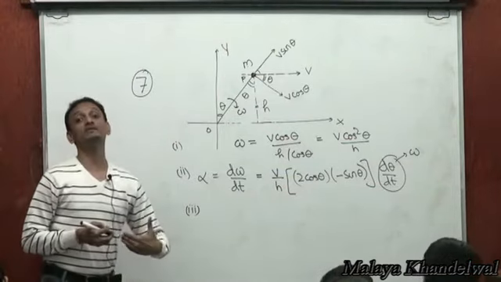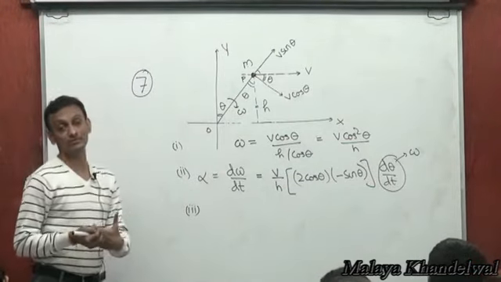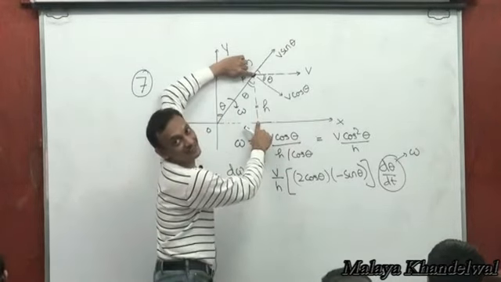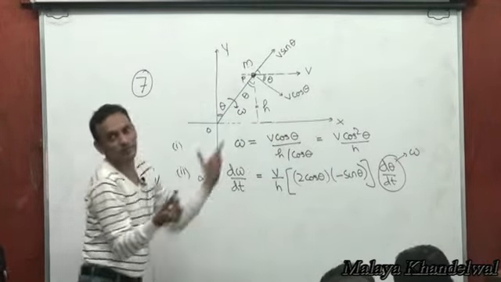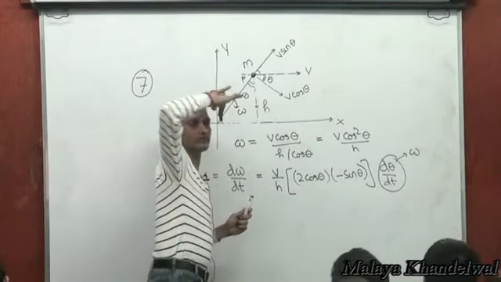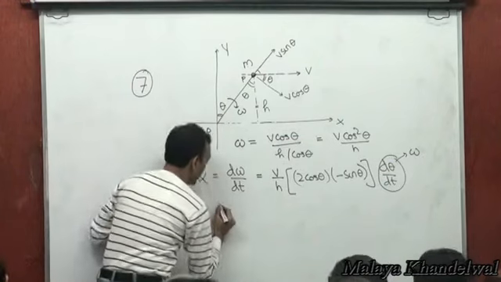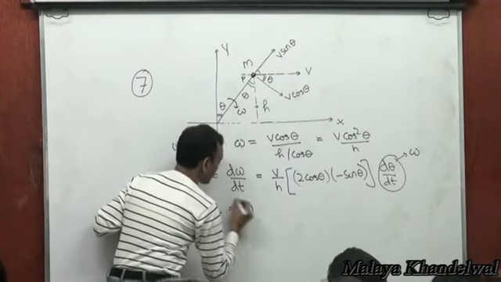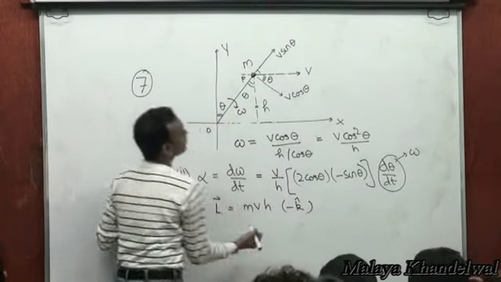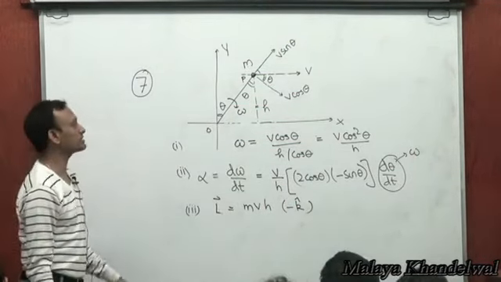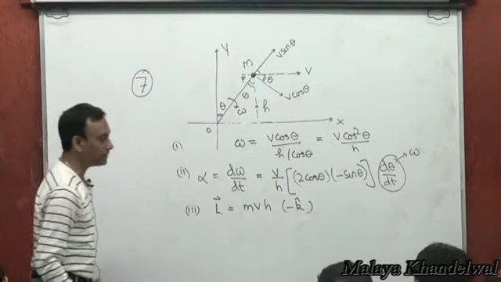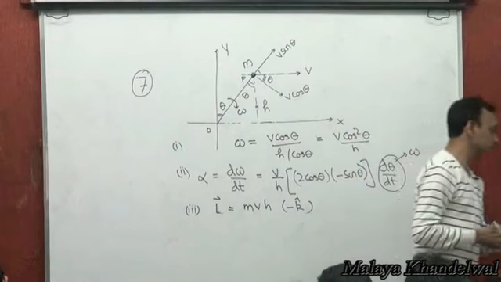The angular momentum about O is going to be mv into h, isn't it? mv into h will be the angular momentum and it would go into the plane of the board. So angular momentum is mvh into the plane of the board, which is a minus k. That's the angular momentum. Right? What else is required?